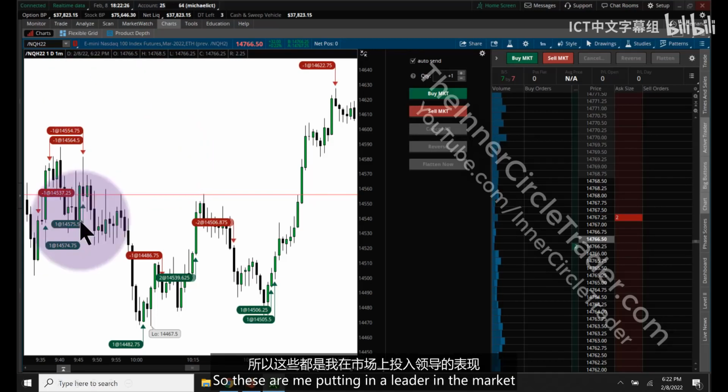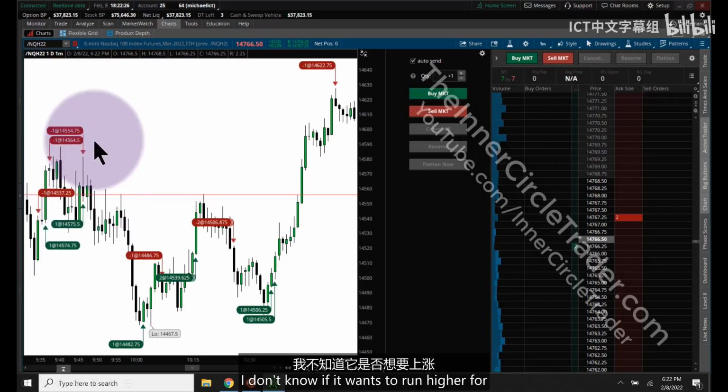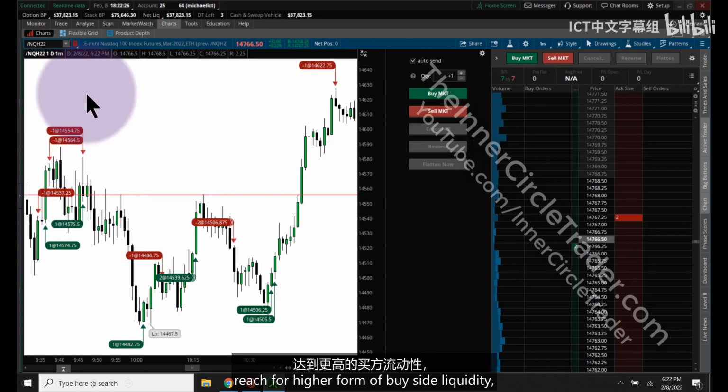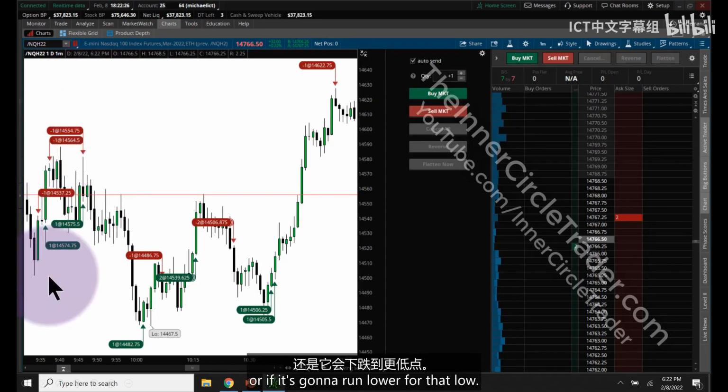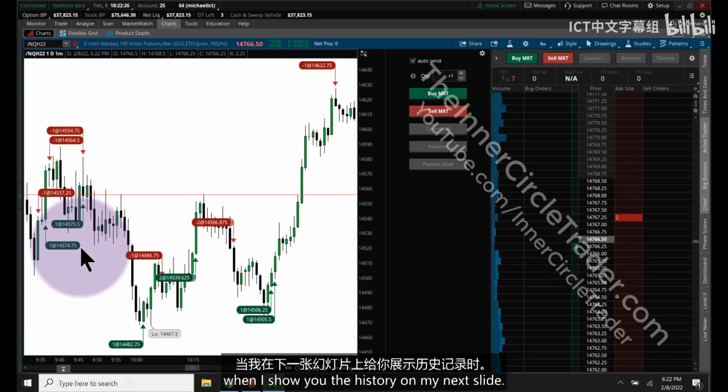So these are me putting in a leader in the market just to see if I can get a better read. Even though I want to see it going lower, I'm not so sure with all this back and forth movement. I don't know if it wants to run higher to reach for a higher form of buy side liquidity, or if it's going to run lower for that low. So I tossed in two orders, and you can see them when I show you the history on my next slide.